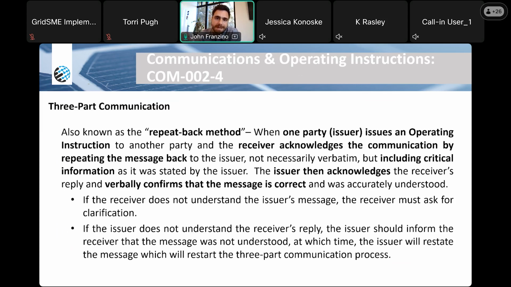But it's those three parts, right? So: issuing, acknowledging, confirming.